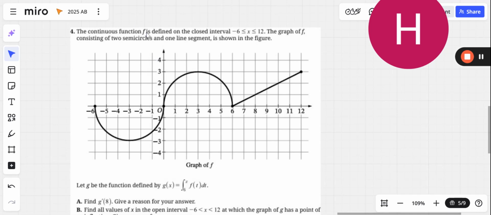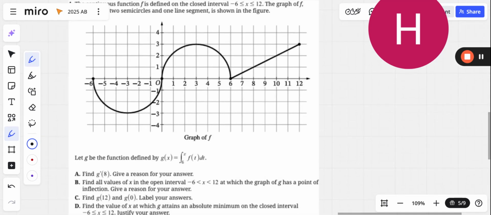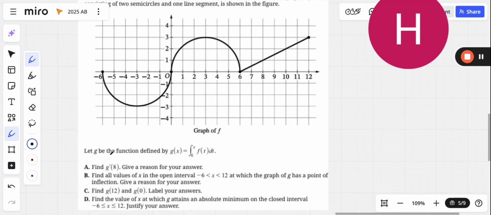So the continuous function f is defined on this interval from -6 to 12. The graph of f, consisting of two semicircles and one line segment, is shown in the figure. Now we're going to define a function from this graph. G is going to be the function defined by the integral from 6 to x. And we need to be aware that things are starting off from here. So any area that I'm doing going this way, that's positive. But as I go backwards, this is negative, and this is actually positive. And that's because the limits of integration would be in the reverse order. We'll probably see that come up somehow.